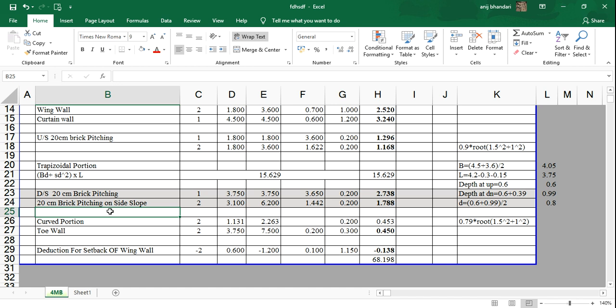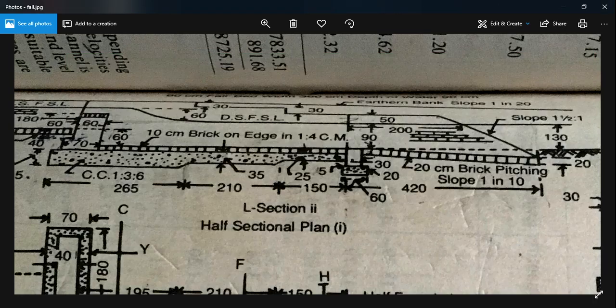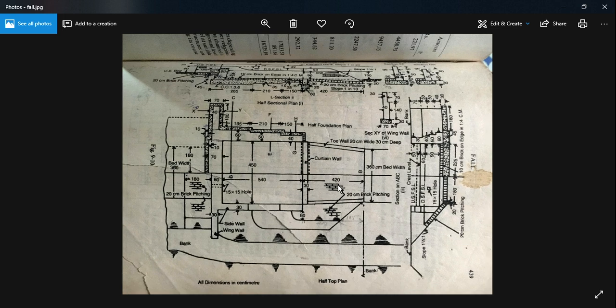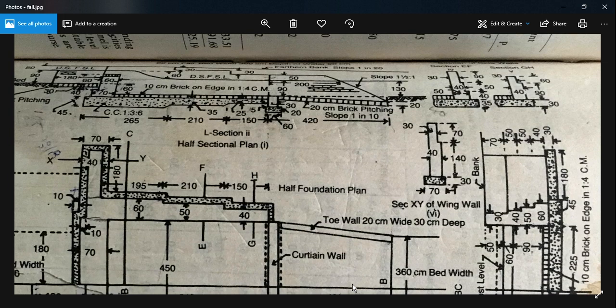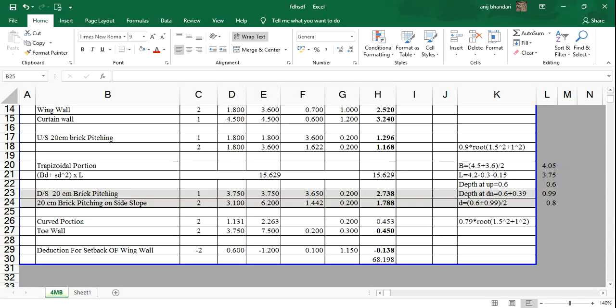Now after the trapezoidal portion we go to brick pitching. Brick pitching is at this portion, that is 20 centimeter brick pitching. Now as we found for earthwork in excavation, the length is equal to 3.75.